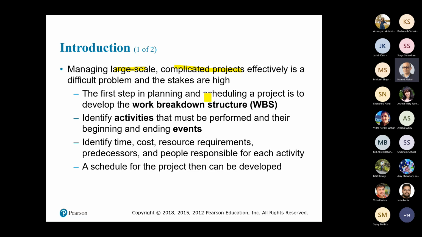The first step is planning and scheduling a project. The first step in planning and scheduling a project is to develop the work breakdown structure, or WBS. Work breakdown structure, or WBS. This is the first thing that everybody who wants to study project management should know, that WBS. So WBS is small pieces of a project after you break down the entire large project into smaller ones.